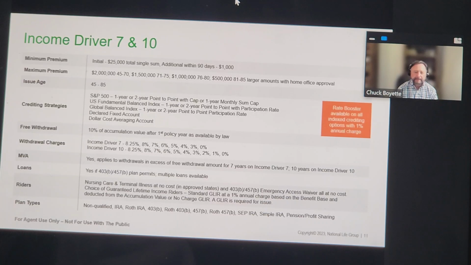You can see the crediting strategies. They're the same throughout our single premium portfolio. S&P, the volatility controlled indexes, the U.S. fundamental and global balance, declared account, and dollar cost averaging.